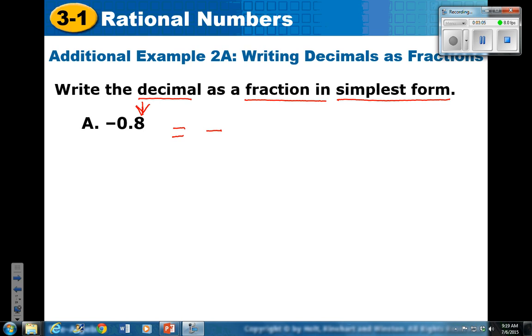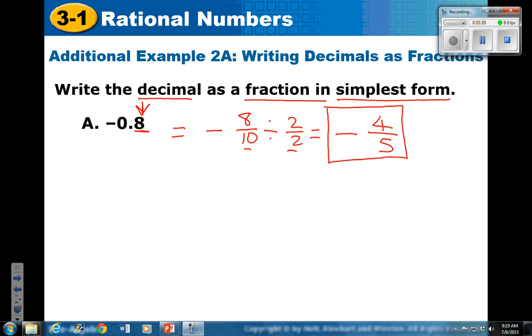We say this digit right here, and then we name this place value. So it's negative 8/10. And then we need to simplify that. 8 and 10 share a factor of 2. Don't forget your negative. 8 divided by 2 is 4, and 10 divided by 2 is 5. So our answer is negative 4/5. I'm hoping that some of you recognize 8/10 as 4/5 and that that's automatic for you.